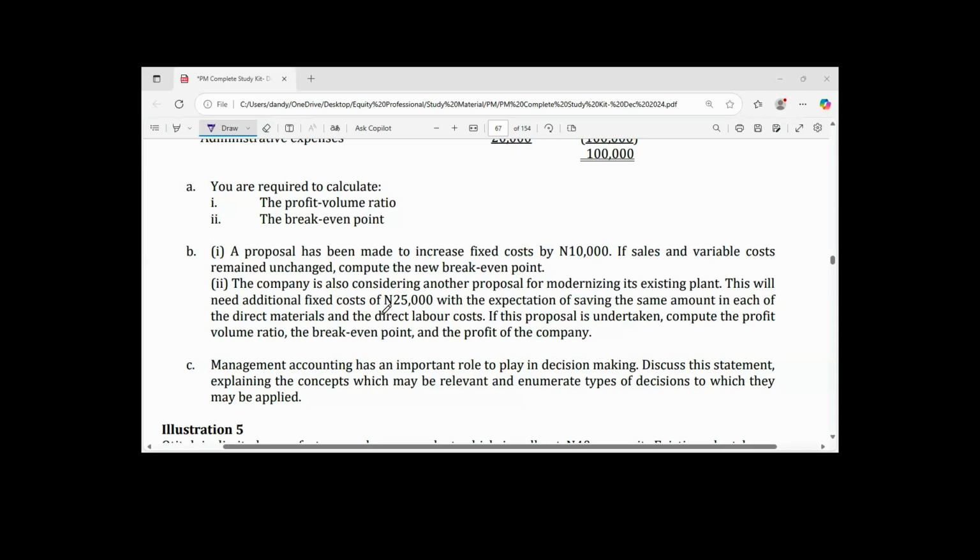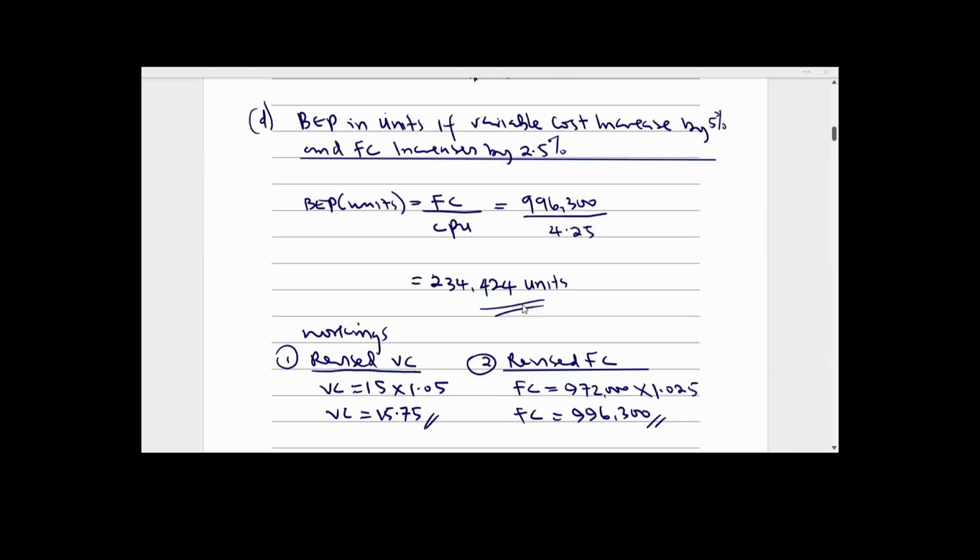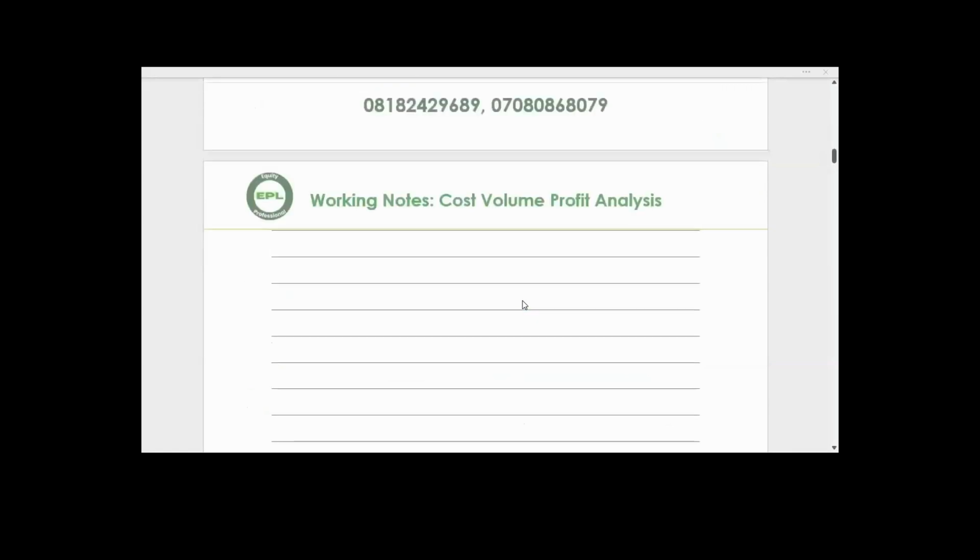Yeah, thank you. The A requirement says that you should calculate profit volume ratio. So without wasting more time, let me stop sharing this. Go to the working notes. So, solution.